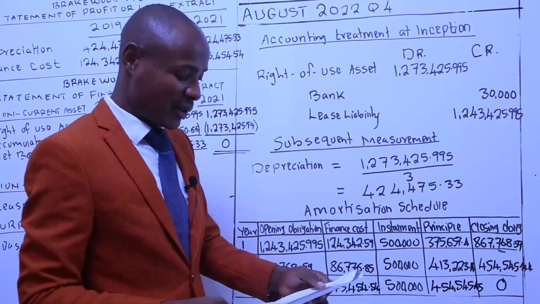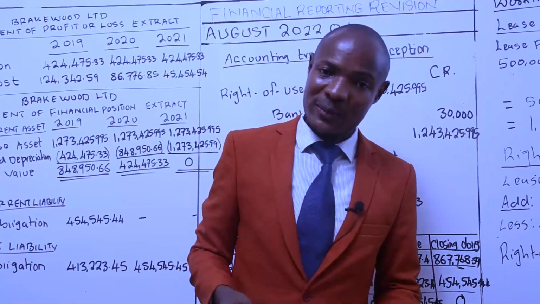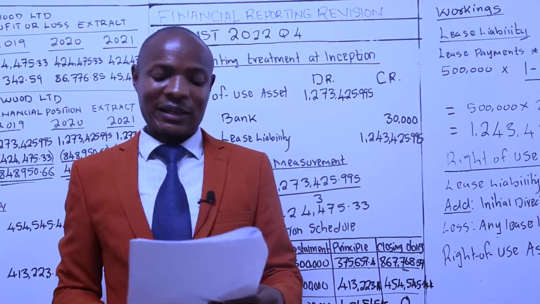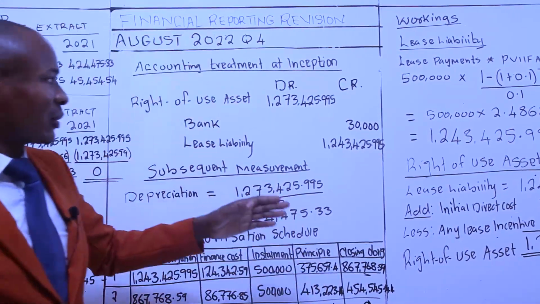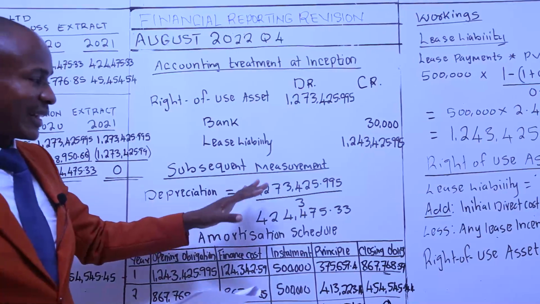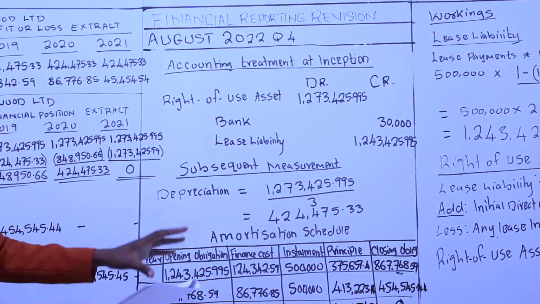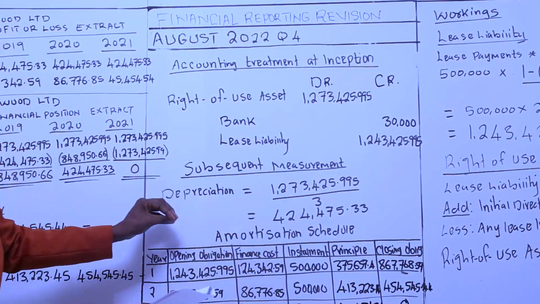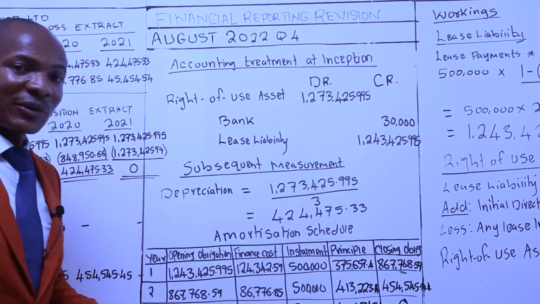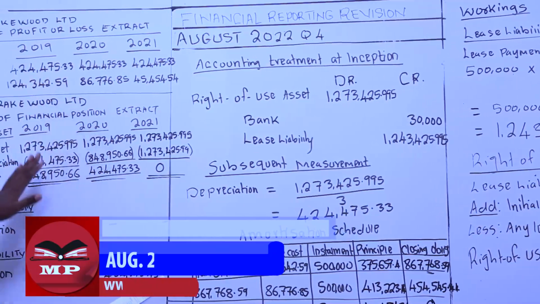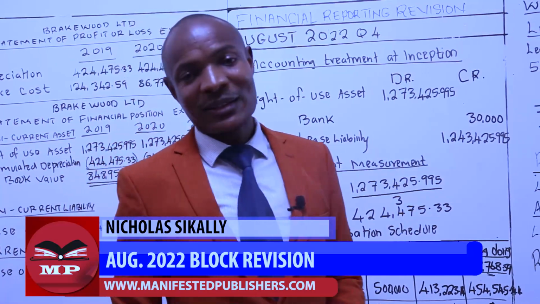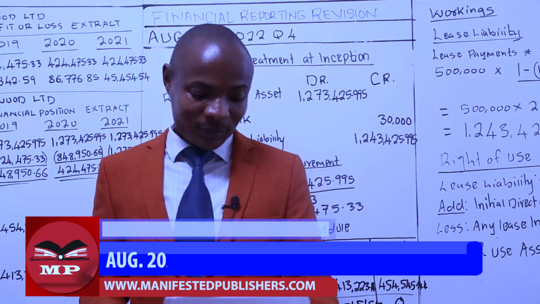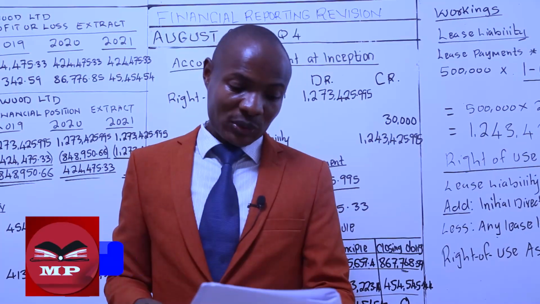So that is how part A of the question was supposed to be handled. We've shown the accounting treatment at inception. Then we've shown for the 3 years the subsequent measurement in terms of depreciation and amortization schedule, and how that is going to be reflected in the financial statements for Breakwood Limited, who was a lessee. We'll now be proceeding to the second part of the question.